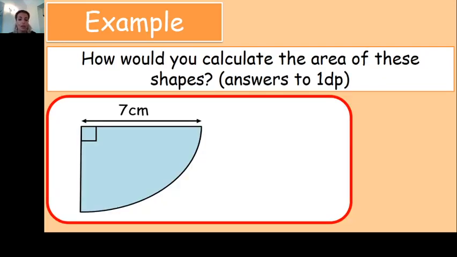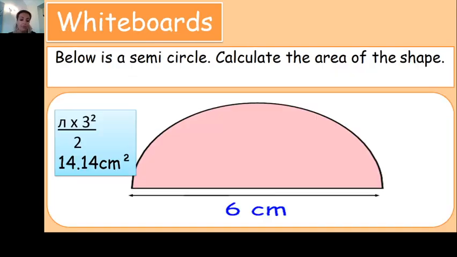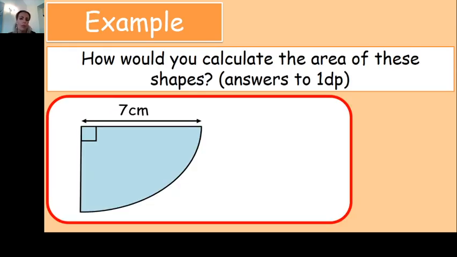Okay? So I would now like you to have a go at working out the area of this quarter circle. So think back to what we did when it was a semicircle, we divided by 2. And what might you do if you were trying to work out the area of this quarter circle? So pause the video now and have a go. We'll go over the answer shortly.